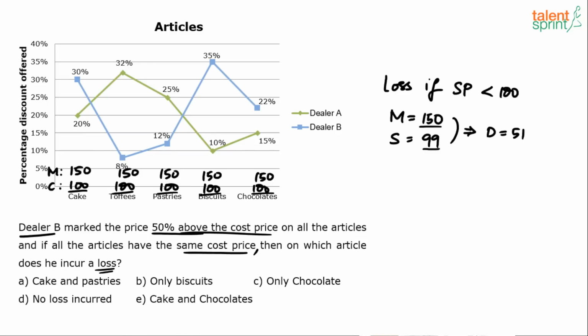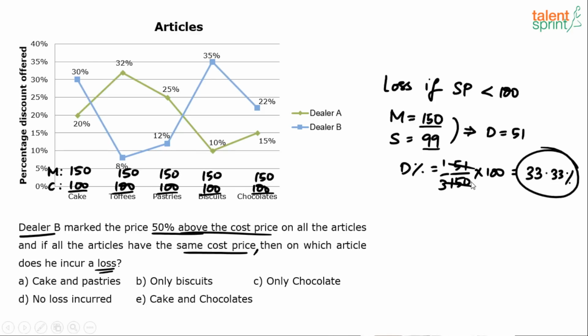Now this 51 is equal to what percent discount? Discount percentage is equal to what? Discount is always on the mark price, right? 51 by 150 into 100. So it's like 1/3, right? 1/3, 33.33%. Meaning till the discount is 33.33%. Let's assume the selling price is 100, meaning the discount is 50. 1/3. Meaning if the discount is 33.33%, then selling price is equal to cost price.